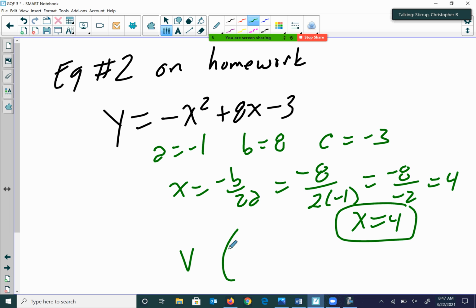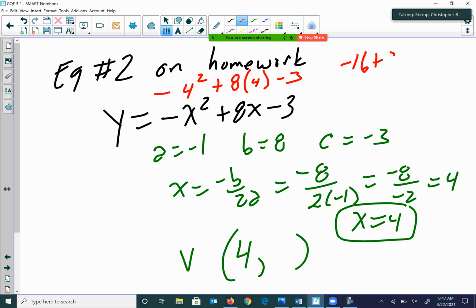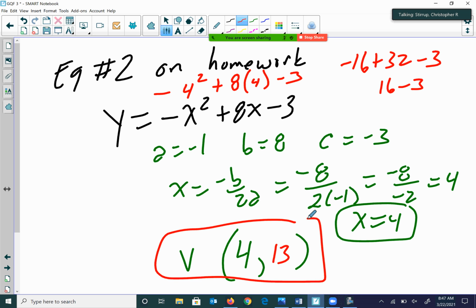In order to find my vertex, I'm going to plug in 4, comma, and take that 4 and plug it in. That negative out in front of the x squared is not affected by the squared. That's different than if you're plugging in a negative 4. So that gives me negative 16 plus 32 minus 3. Negative 16 plus 32 is 16. 16 minus 3 is 13. So that's where my vertex would exist. And again, this one we did not have to graph.